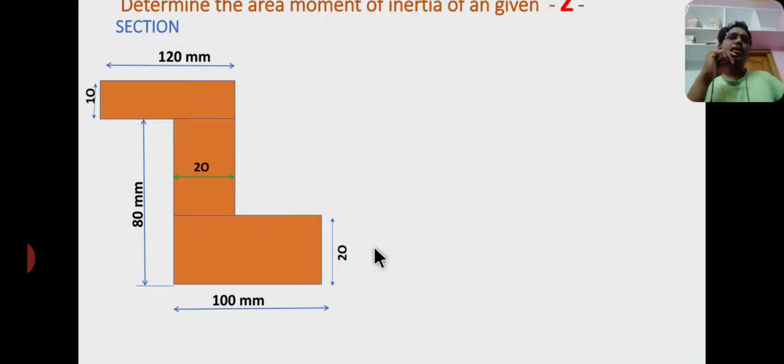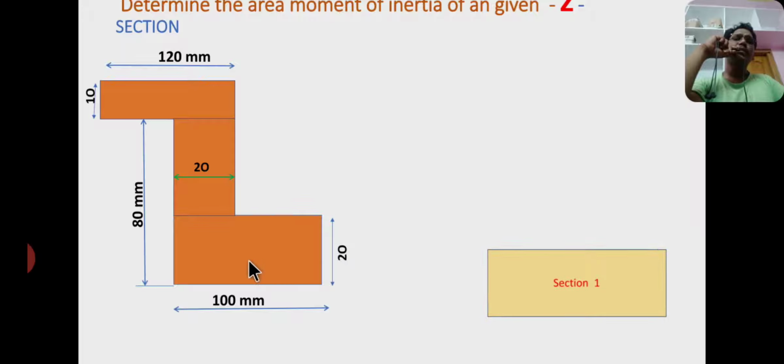Now coming to model 1, that is a type 1 problem. Determine the area moment of inertia of the given Z section. The given Z section consists of three rectangles. First of all you have to split up the given section into three rectangles.